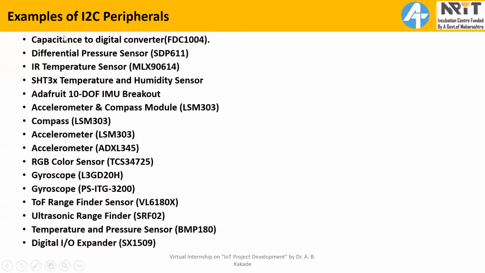This list I already showed to you, with examples of I2C peripheral devices available in the market. Pressure sensor, air temperature sensor, that is MLX90614, SHS3X temperature and humidity sensor. So different peripheral devices are available in the market which are used for sensing some physical parameters. And those peripheral devices can be interfaced with a microcontroller using only I2C protocol.